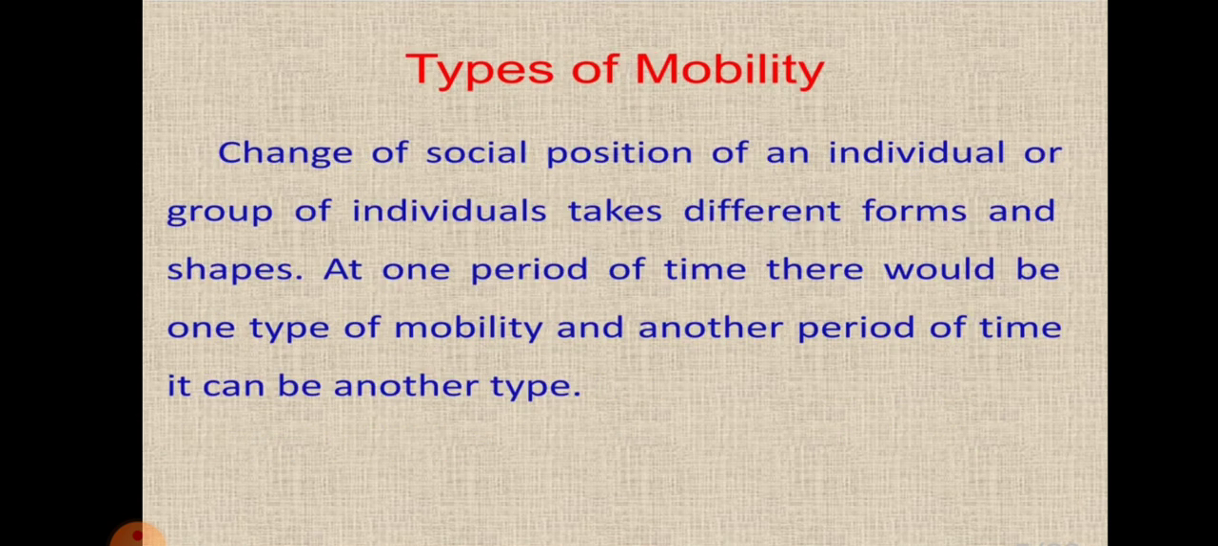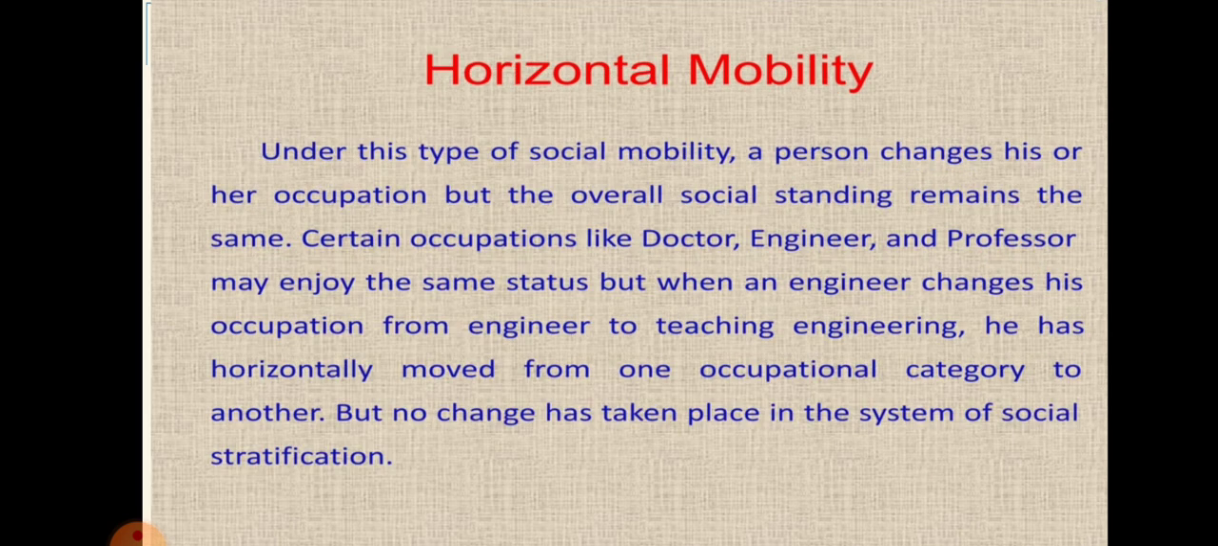Here we have to see about the types of mobility. So horizontal mobility. We know horizontal means left to right or right to left. Here they give an example. If an engineer changes position to teaching engineering, he didn't change the total category. He just changed the status from engineer to teaching engineer. It comes under horizontal mobility.